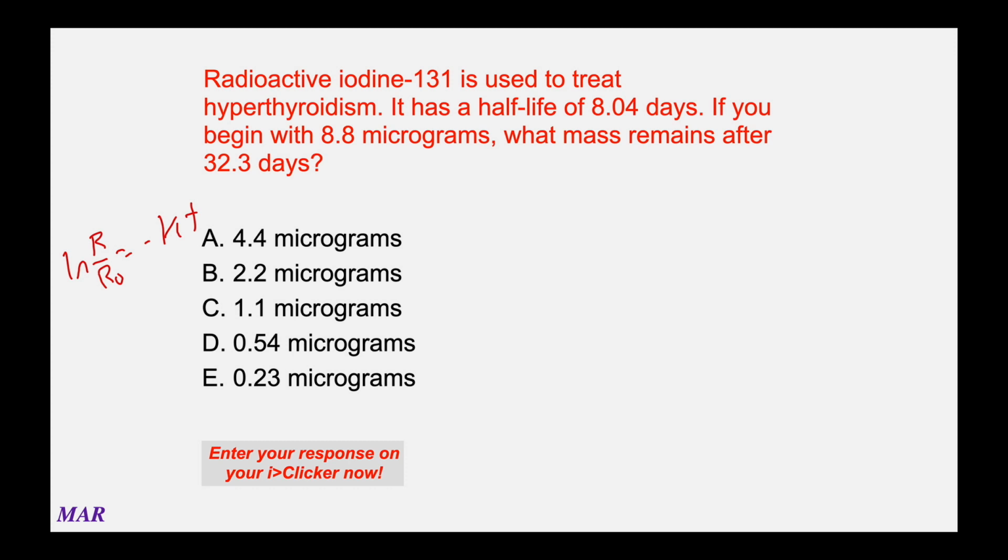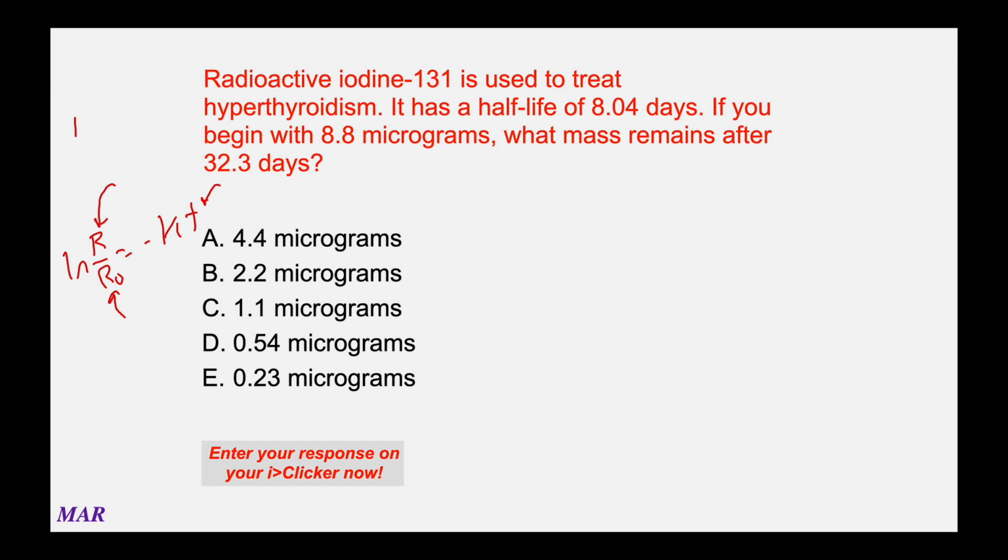But anyway, in this problem, it has a half-life. We're starting with 8.8 micrograms, so that's the R0 value. We want to know R, how much is left after a time of 32.3 days. So we're trying to find R, how much is left, but we don't have K.